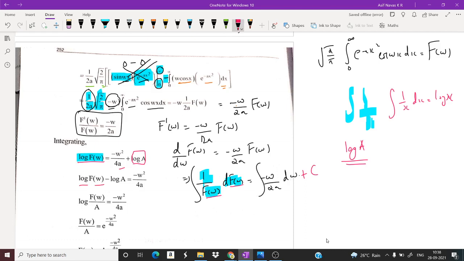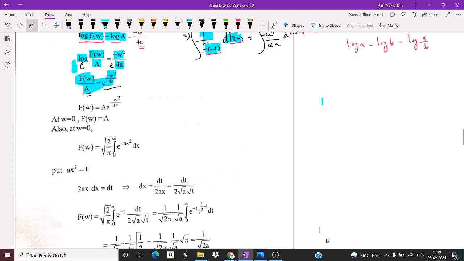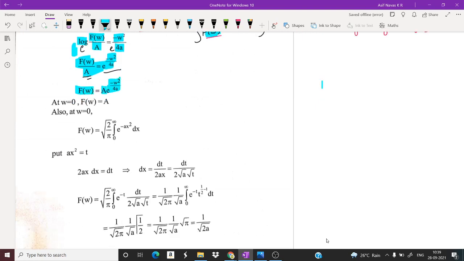Log f of omega minus log a is equal to minus omega square by 4a, and we know that log a minus log b is equal to log a by b. So here log f of omega minus log a is equal to log of f of omega by a is equal to minus omega square by 4a. Now if I am taking the exponential on both sides, we will get f of omega divided by a is equal to e raised to minus omega square by 4a. So f of omega is equal to a times e raised to minus omega square by 4a.